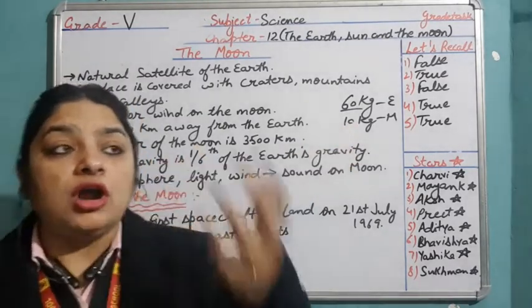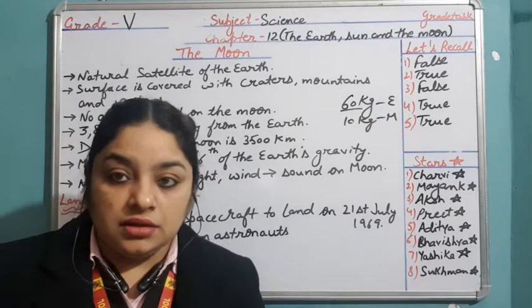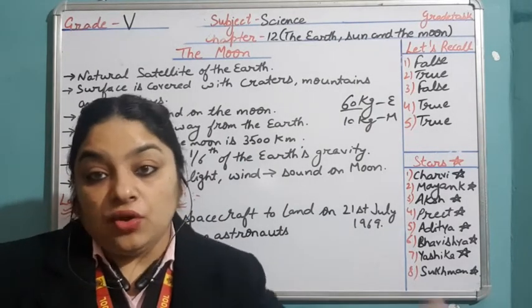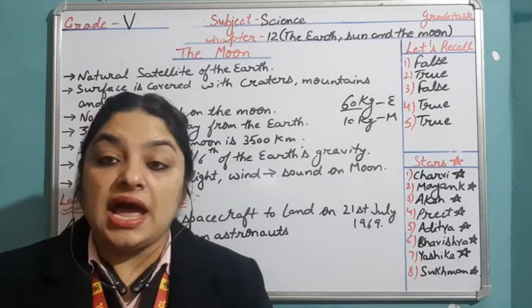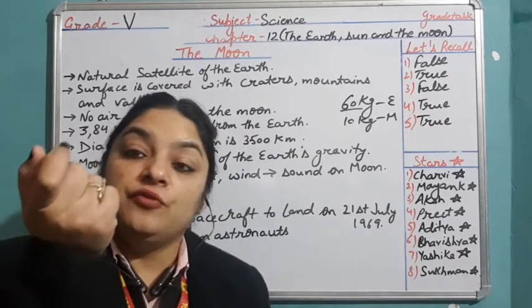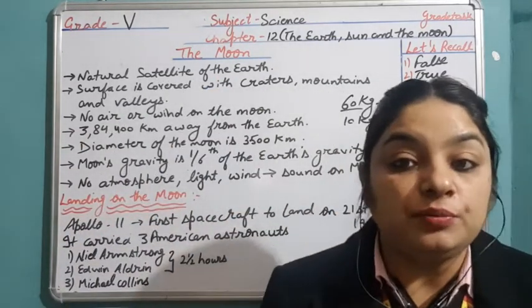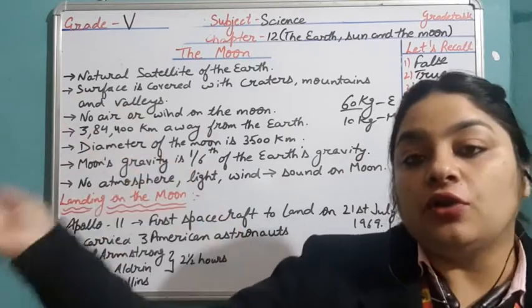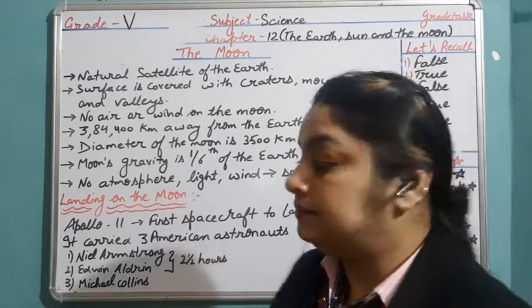If any object's weight is 60 kilograms on the earth, on the moon it will be 10 kg. Why is it so? Because the moon's gravity is 1/6 of the gravity of the earth. So you don't need that much effort to lift that object on the surface of the moon as you need to lift it up on the earth.